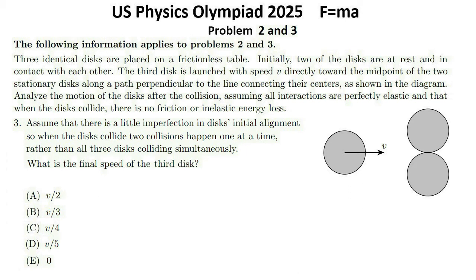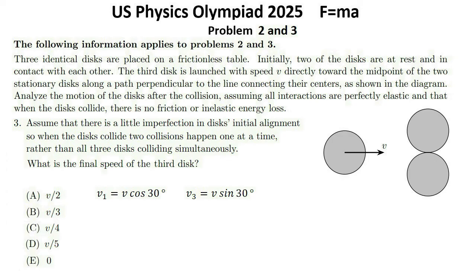After the first collision, the disk that was at rest gains speed v1 equals v cosine 30 degrees and the third disk has speed v3 equals v sine 30 degrees, in the direction that's perpendicular to the line between the disk centers. The component of the first disk's velocity along the line connecting their centers is transferred to the second disk. The perpendicular component is unaffected.